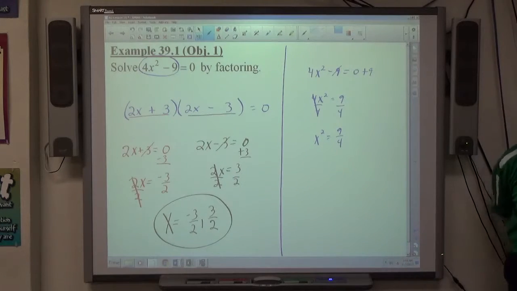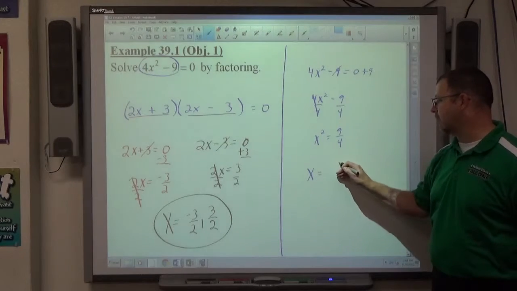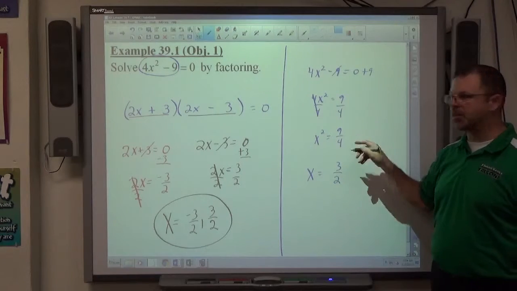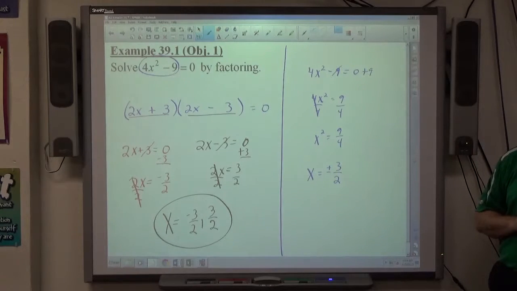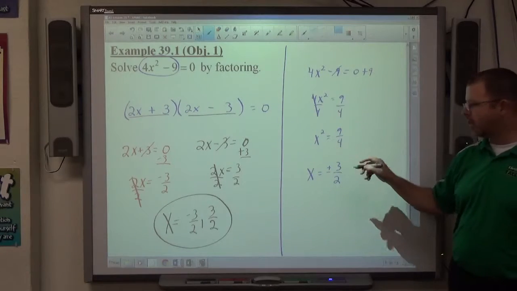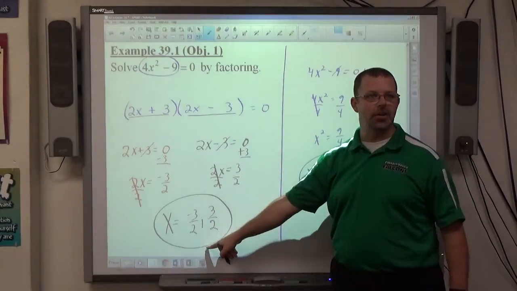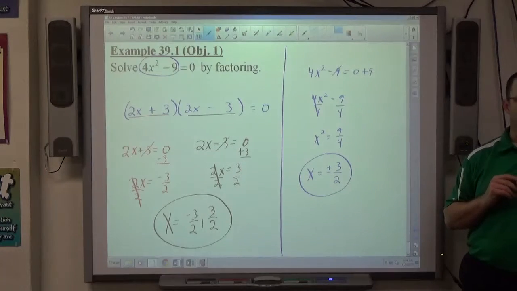Once you solve for x squared, step 2 is to take the square root of both sides. The square root of x squared is x, and the square root of 9 fourths is 3 halves. If you do this, though, if x squared equals a positive number, you're required to put a plus or minus in front of the answer. X squared equals a positive number, you have to get two answers. This one, you have to remember to put that plus minus. If you don't, you miss half the answer.